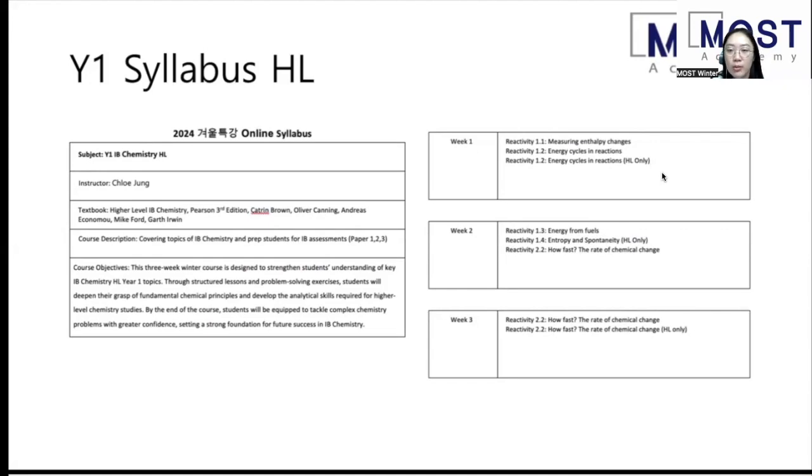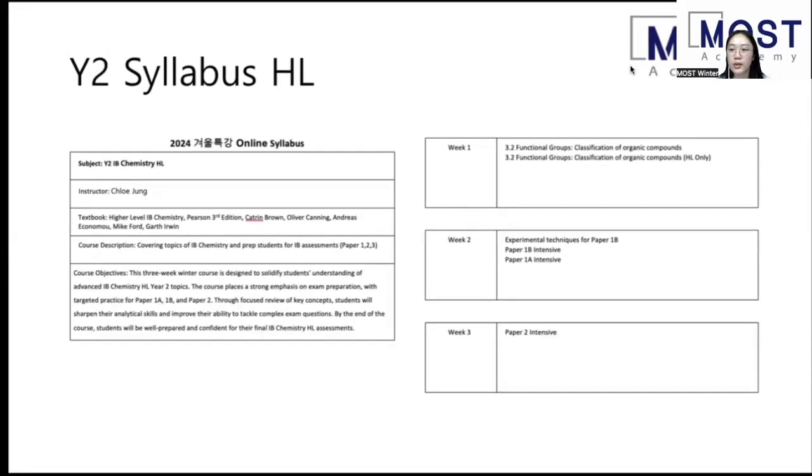So in year 1, we'll be focusing on the fundamental building blocks. We'll be talking about measuring enthalpy changes, and also energy cycles. Part of this energy cycle is only for HL. And then in week 2, we'll be talking about energy from fuels. Entropy and spontaneity is only for HL. And also the rate of change, we'll talk about the basics of kinetics and so on. In week 3, we'll be focusing more on kinetics, and part of this is only for HL, so just keep a note.